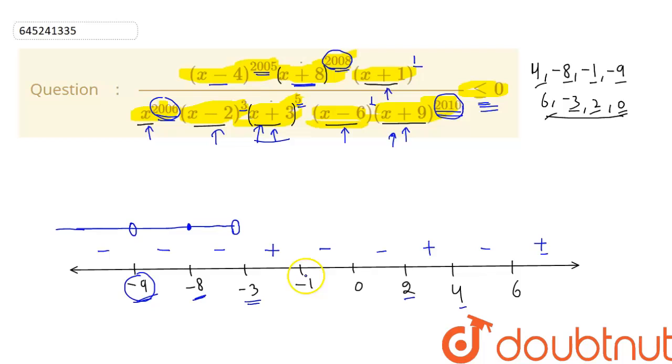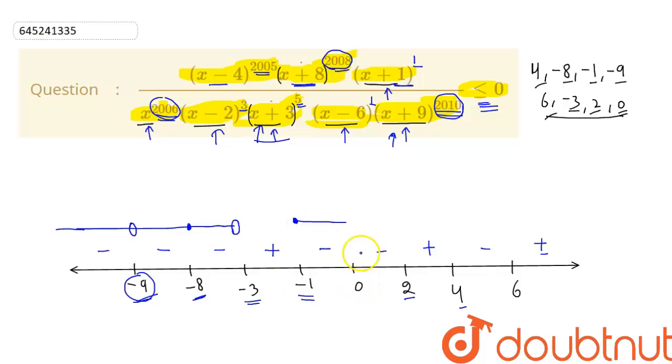So let us check for -1. So if we put x is equal to -1, then we get 0 in the numerator, and this expression will turn out to be 0 due to this. And 0 is a permissible value. So we include this -1 in our solution set, and hence we have the closed interval at this point.